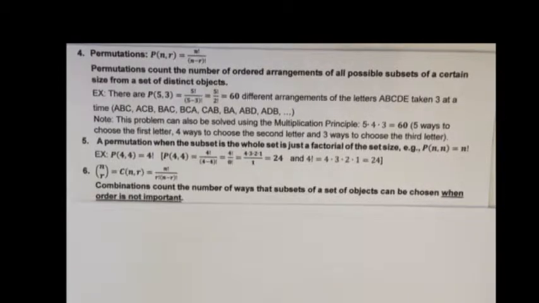And combinations count the number of ways that subsets of a set of objects can be chosen when order is not important. And with permutations, order is everything. With combinations, we're just choosing. We don't care what order.